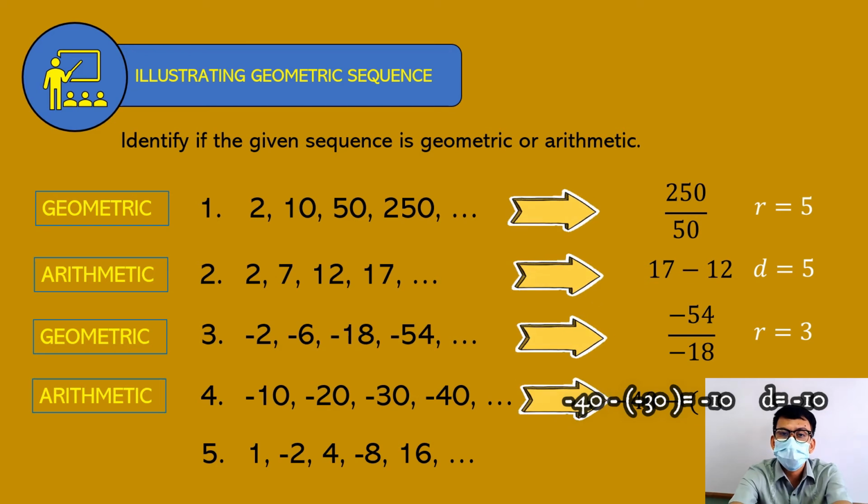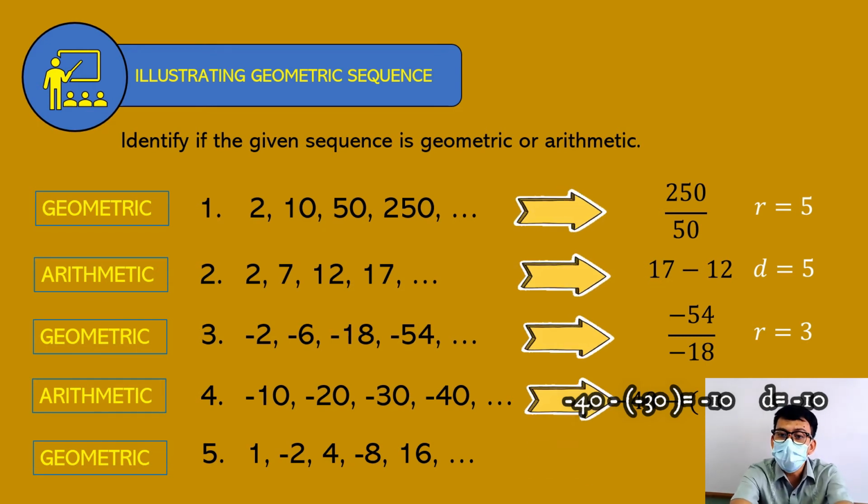4 divided by negative 2, that is negative 2. Negative 8 divided by 4, that is negative 2. Positive 16 divided by negative 8, that is negative 2. So they are common, so that is geometric. And the common ratio, or the r, is negative 2.